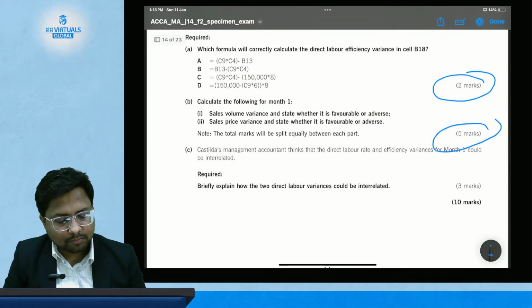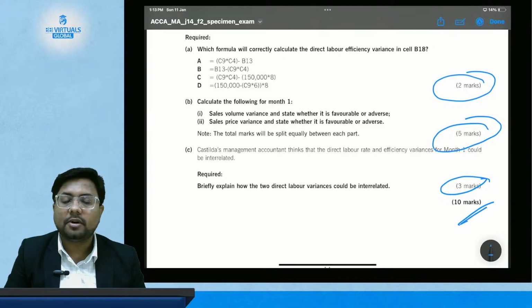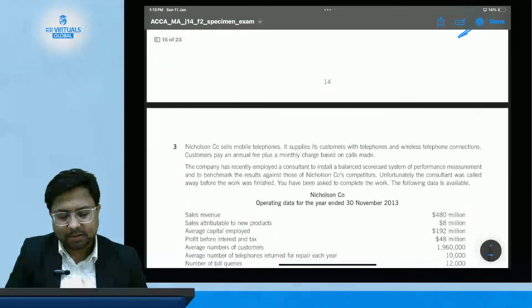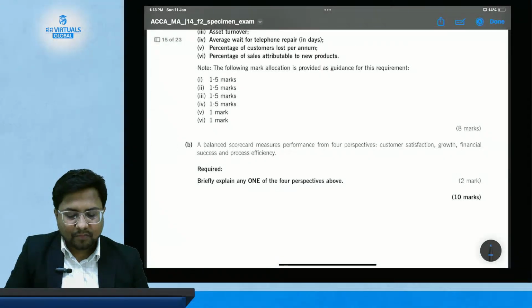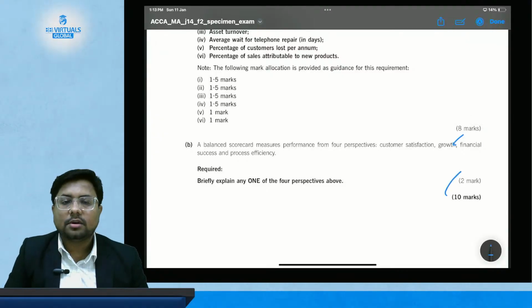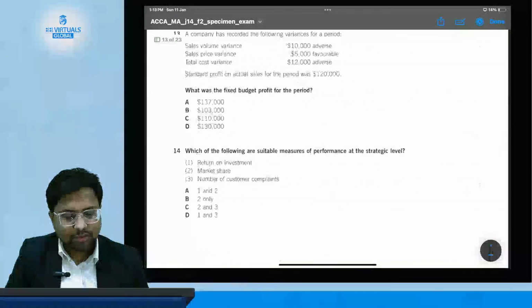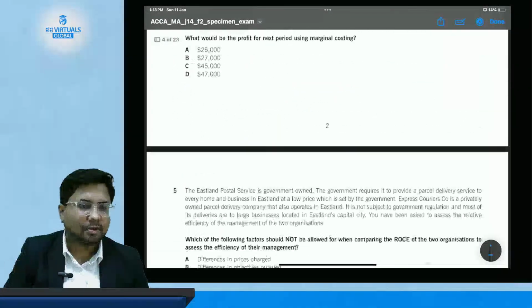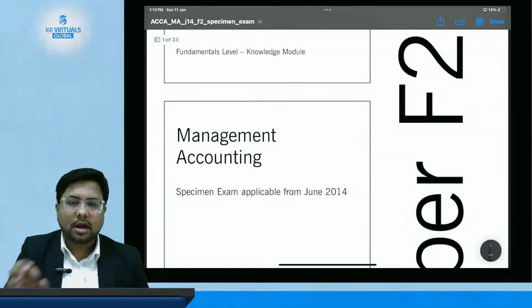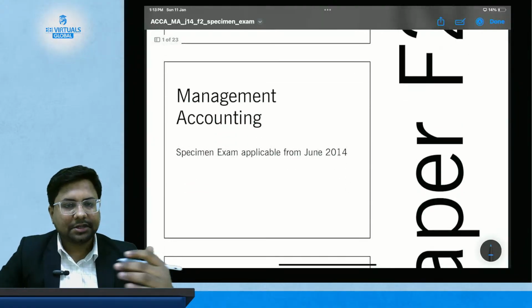Question 2 A, question 2 B, question 2 C, making it a total of 10 marks. And same goes for question number 3. Okay, so this is how your examination paper will look like. So this is the very basic specimen of your MA exam, like how it is going to be conducted and how the sections are divided.